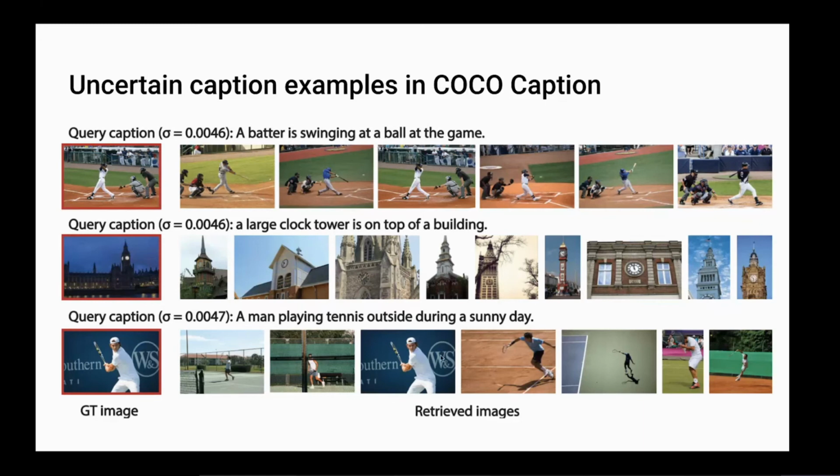But here, for instance, this is the Big Ben image with the caption "A large clock tower is on top of a building." But there are a lot of buildings that have a big clock on top, not only Big Ben. So these images actually match this query caption, but the existing recall-at-one score cannot capture these plausible matching results. That is why we propose the precision score as the new evaluation metric.